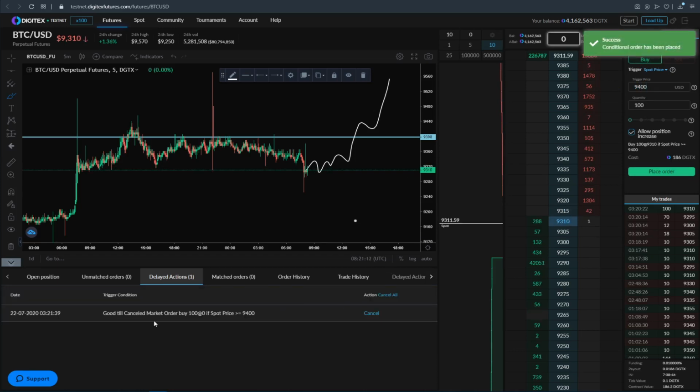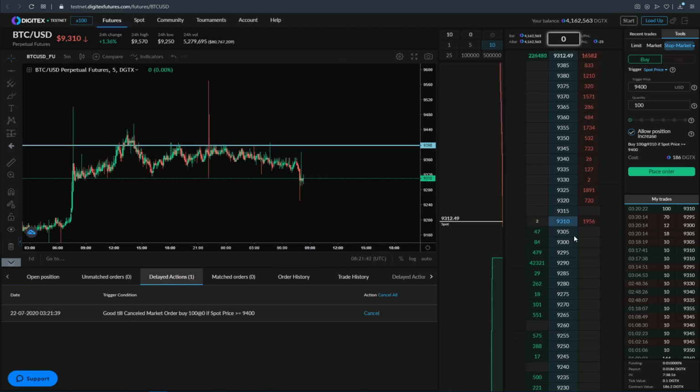And so you can see it down here. It'll sit there until it's good till cancel, so it'll stay there until you actually cancel it. And as soon as spot price breaks 9400, you'll be in a 100 contract long. There is better functionality coming that will be much easier to use on the ladder interface, but it is still in development. So currently right now what we'll have to use is this order box right here.